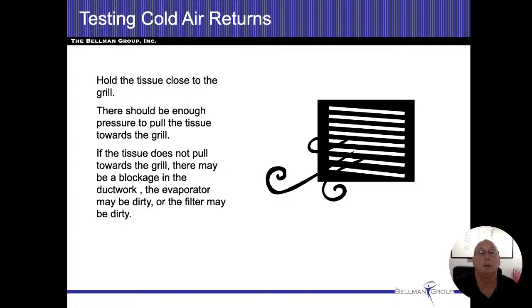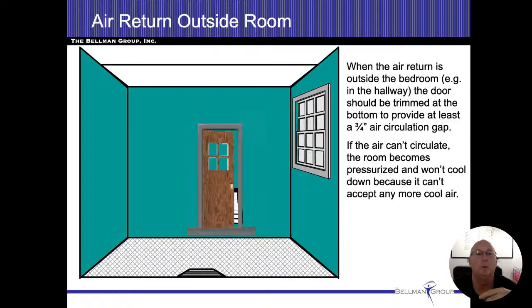Testing cold air returns. There should be enough pressure to pull a tissue towards the grill, so we should have a decent airflow. Use simple toilet paper or a napkin or tissue paper, like Kleenex. Just put that on the return grill, and we should have enough airflow. Sometimes you'll see a central return. When that happens, air is going to be flowing through the doors, so we have to check that with the doors shut as well.